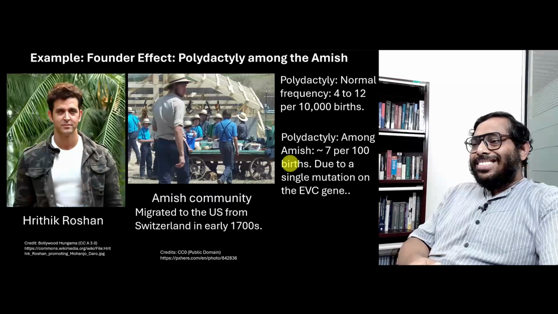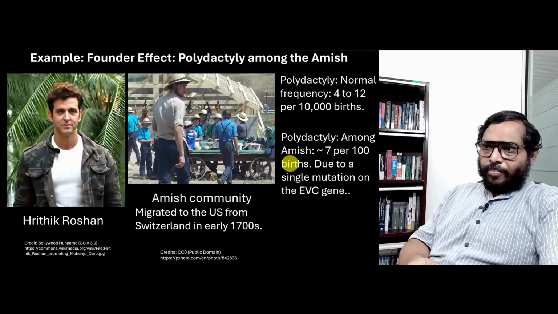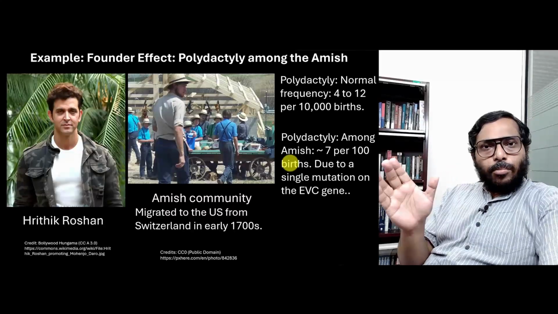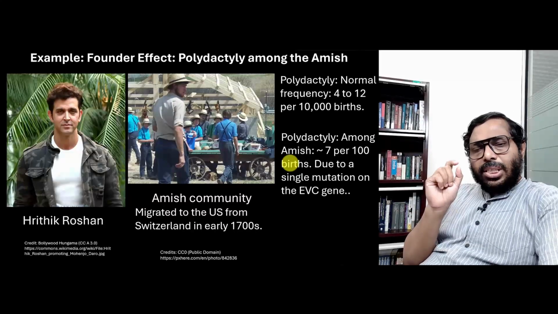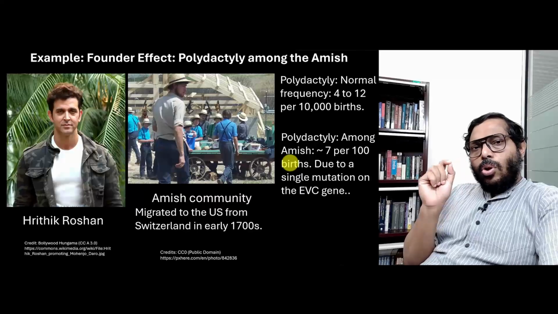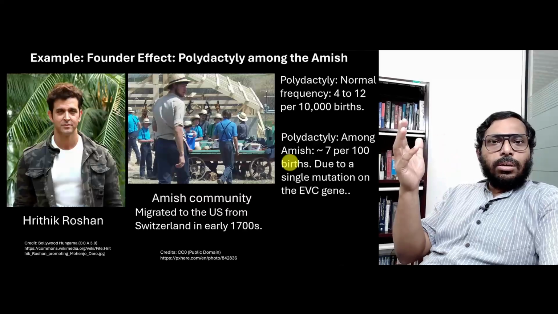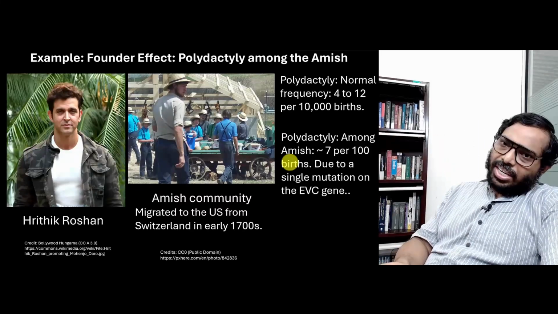And how much greater? This is about 7 per 100 births. So, this population is the so called Amish population. The Amish are a known migrant community. They migrated from Switzerland in particular to the US somewhere in the early 1700s.